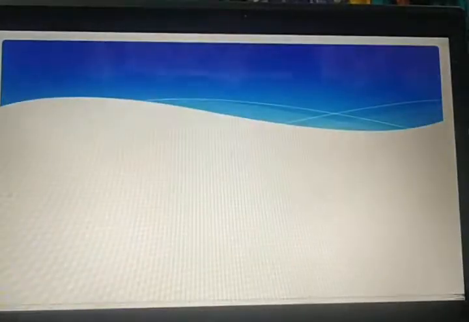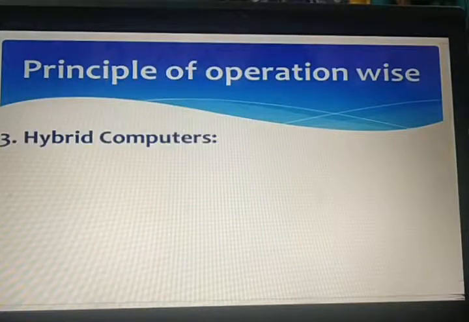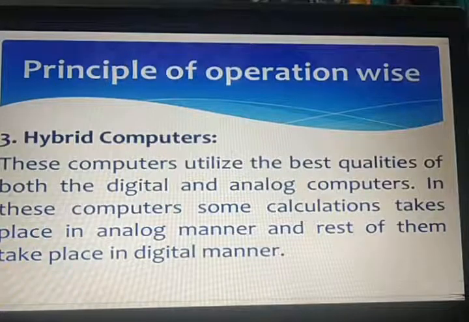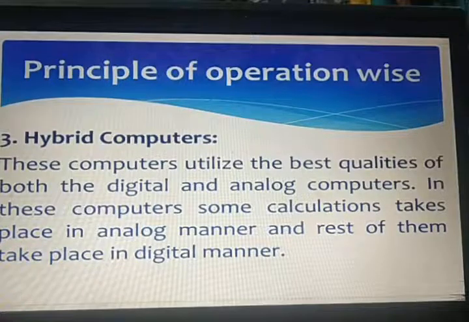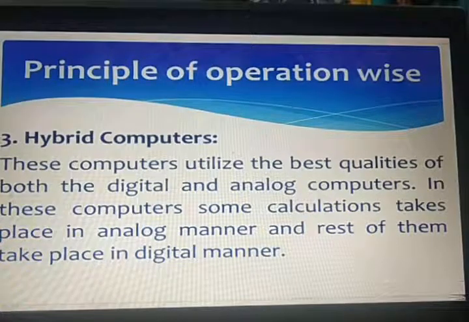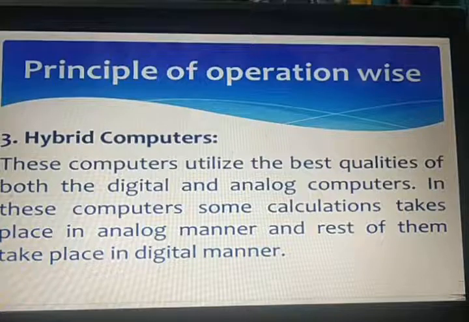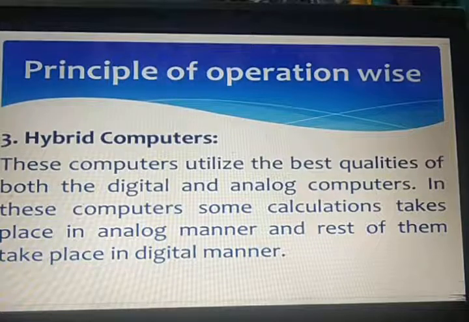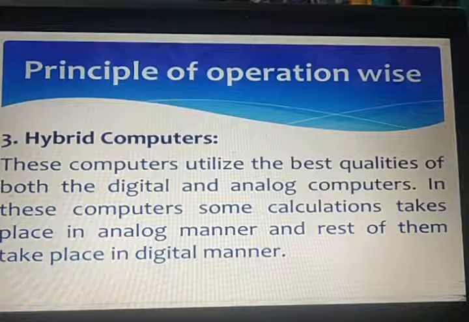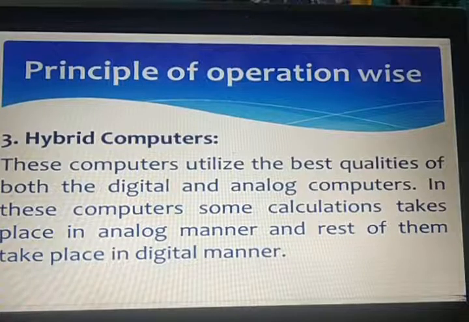The next one is hybrid computer. Hybrid computers utilize the best qualities of both digital and analog computers. In this computer, some calculations take place in an analog manner and the rest of them take place in a digital manner. Hybrid computers are best used in hospitals to monitor patient vital signs. Hybrid computers are also used in weather forecasting.